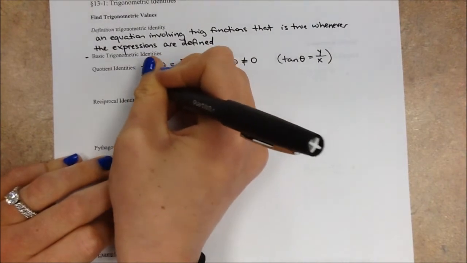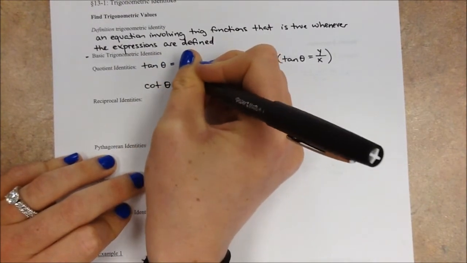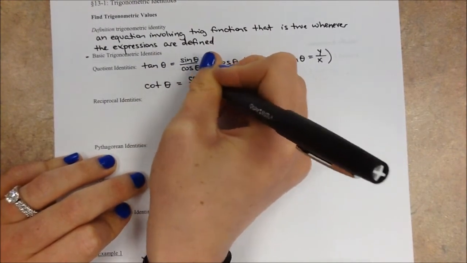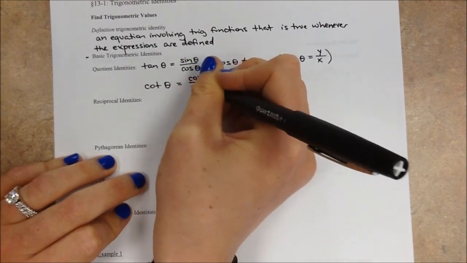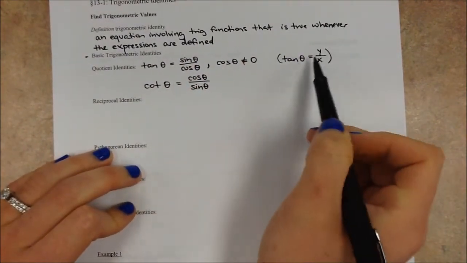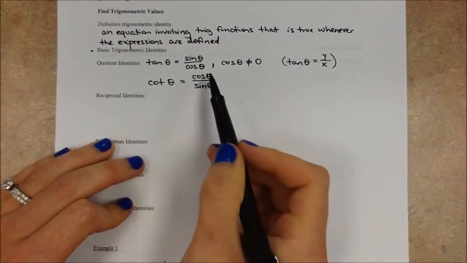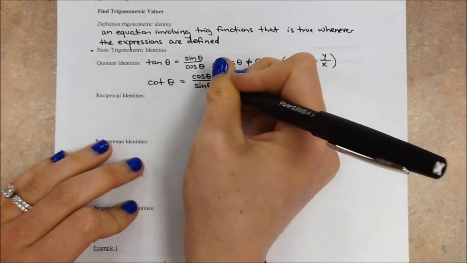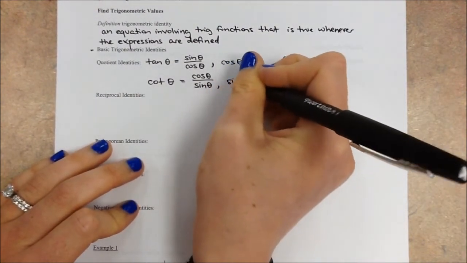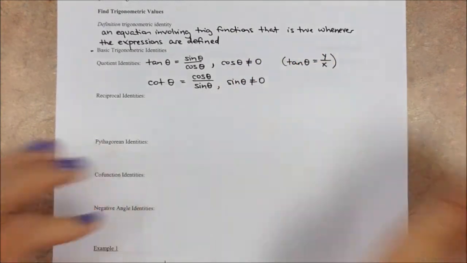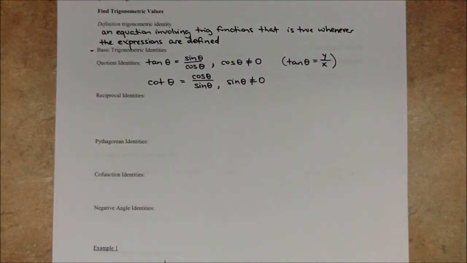And then we know that cotangent is the reciprocal of tangent, so we flip it and we write cosine over sine. Same proof that we have right here. Cotangent, we defined it to be x over y, so hopefully that should make sense. And then comma, whenever sine is not equal to 0, because that would make this expression undefined.